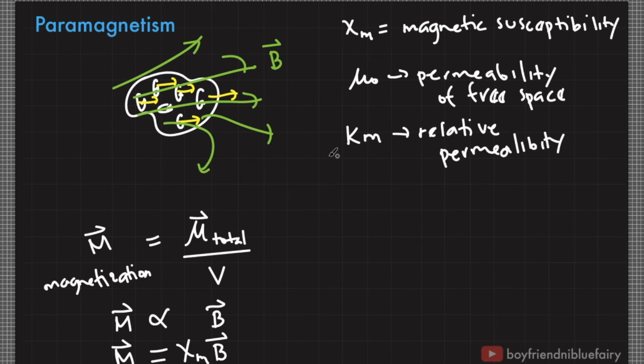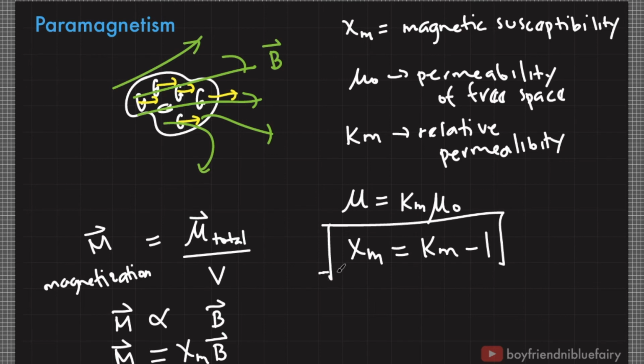Now, in magnetic field calculations, when you have a paramagnetic material, you will consider a new value for permeability, and permeability now increases by a factor of K sub m relative to the permeability of free space. Now, the relative permeability K sub m and the magnetic susceptibility are related by the relationship K sub m equals 1 plus chi sub m. Magnetic susceptibility is also a measure by which relative permeability differs from unity. A paramagnetic material is a material that has positive magnetic susceptibility.